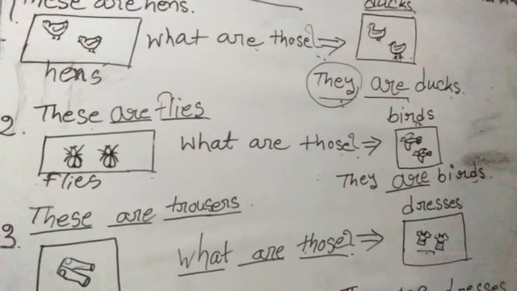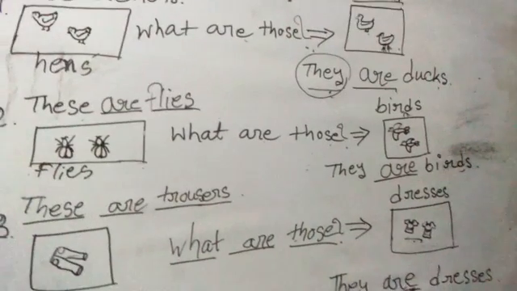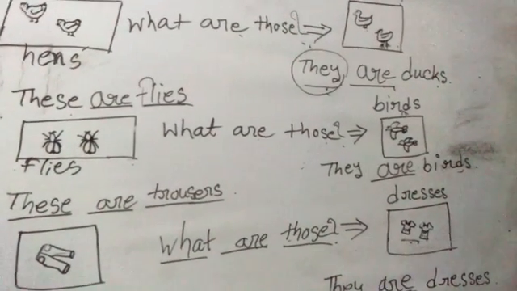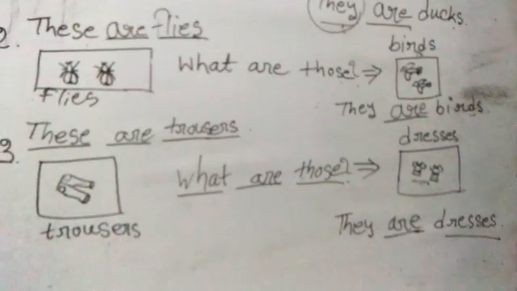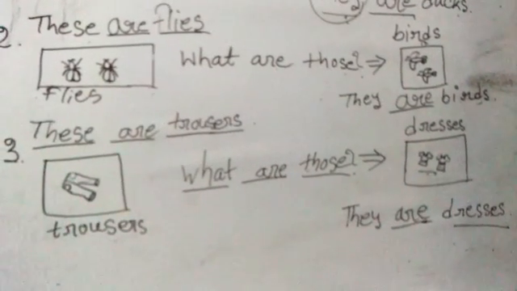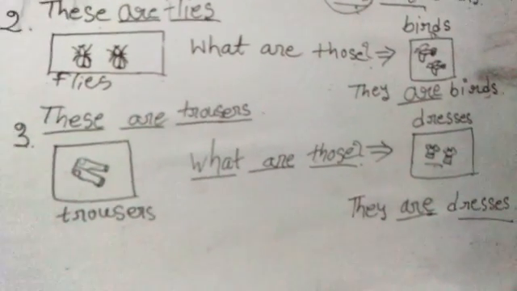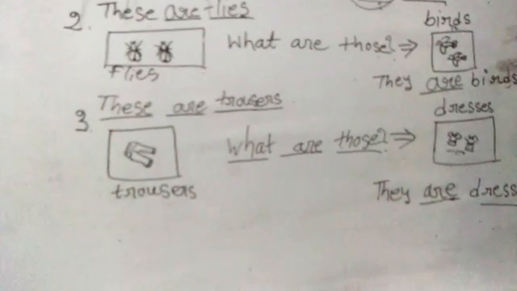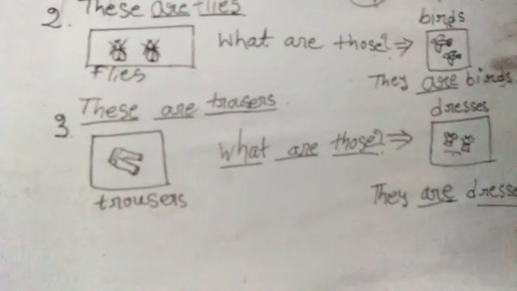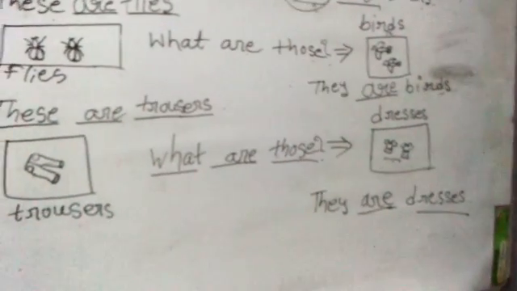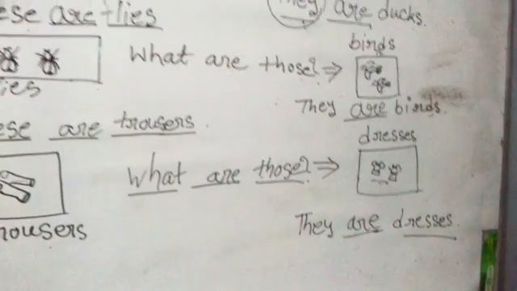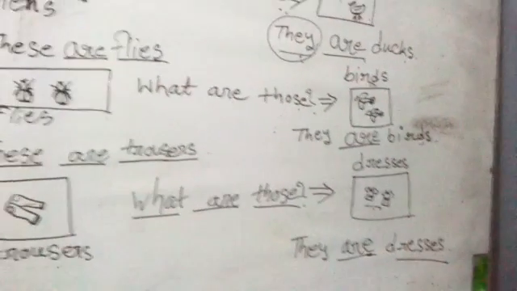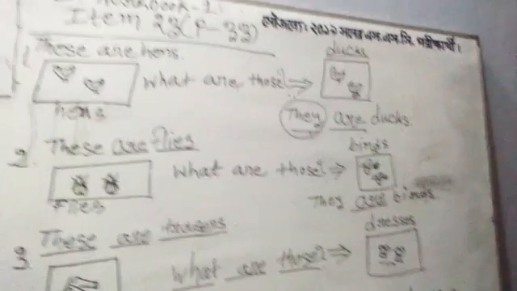Number 2, these are flies. We can see the picture of two flies. Now what are those? Right beside the question, we can see two birds. So we will write they are, just under the picture of the birds. We will write they are birds. Number 3, we can see in the box it is trousers. So these are trousers. The opposite of trousers, we can see the picture of two dresses. What are those? They are dresses. As we can see in the box, there are two dresses.